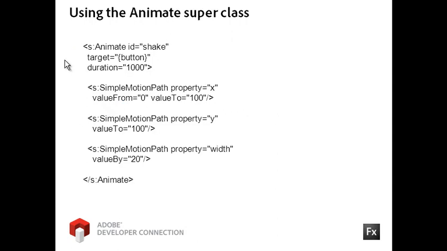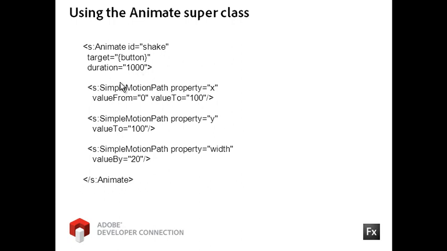The Spark effects are based on an Animate superclass. This code shows that you give the Animate instance an ID property value to control the animation with ActionScript. Then you define the ID of the object that you want to animate using the target property and binding syntax. Remember that the definition of an animation is the change in a property over time. You define the amount of time for the animation using the duration property, which is by default 1000 milliseconds.